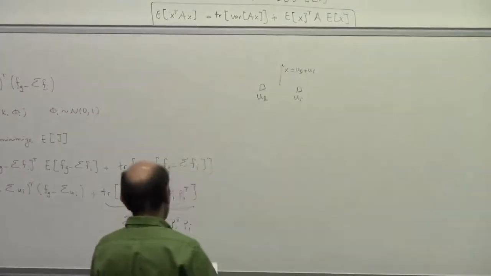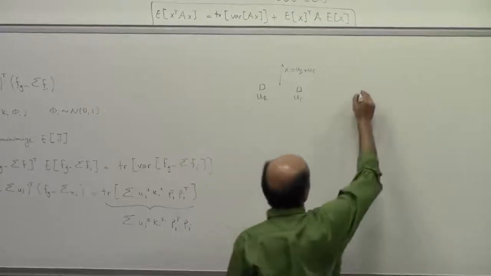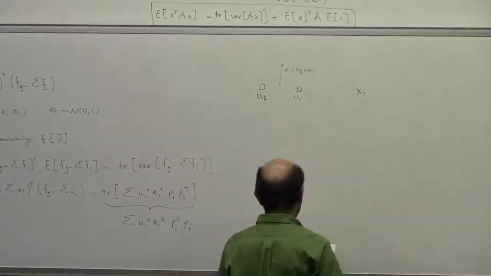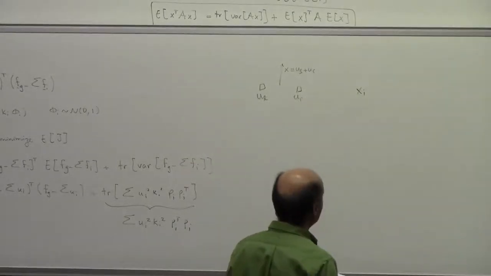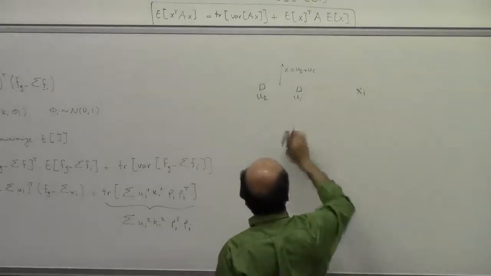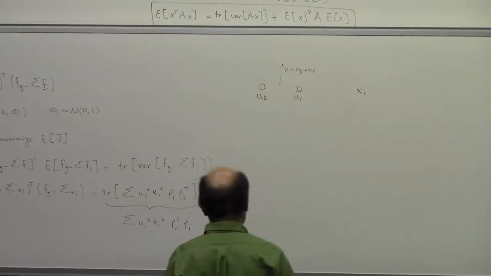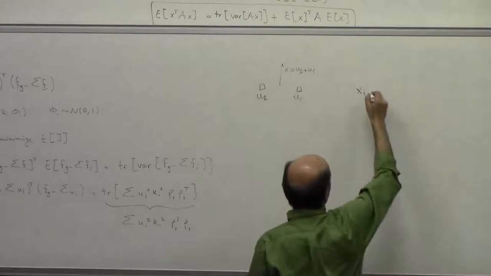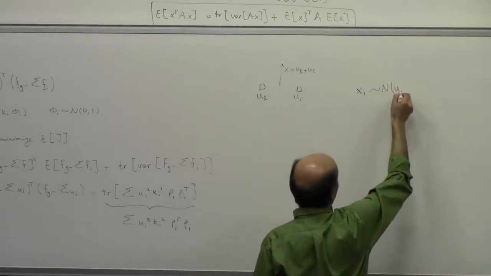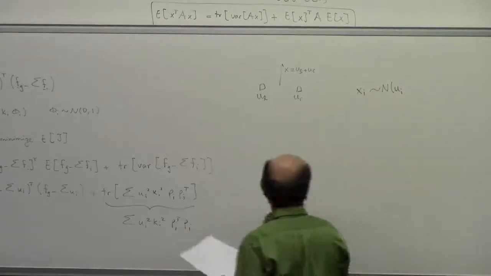So let me show you the approach. So what we have is xi, the cursor displacement that is produced by input u, left or right, is going to be a normal with mean ui. So let me write this on.